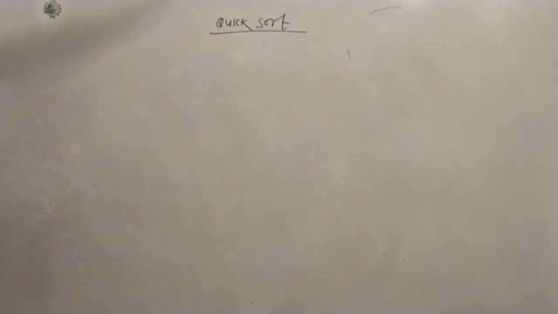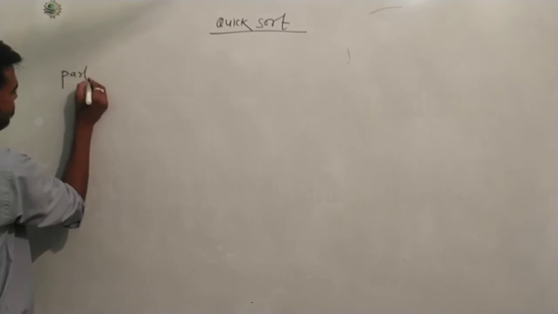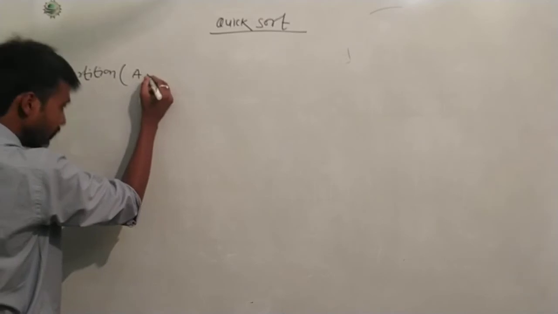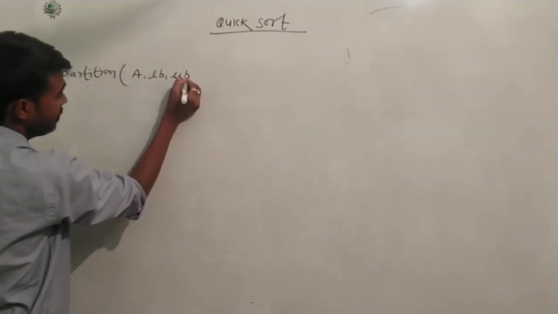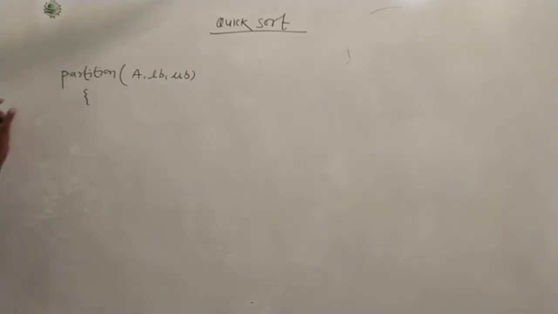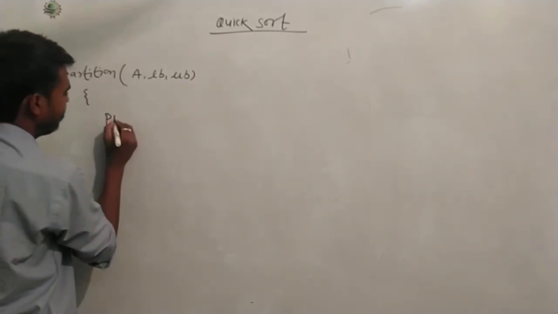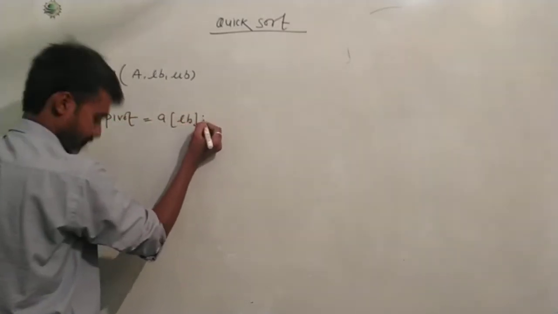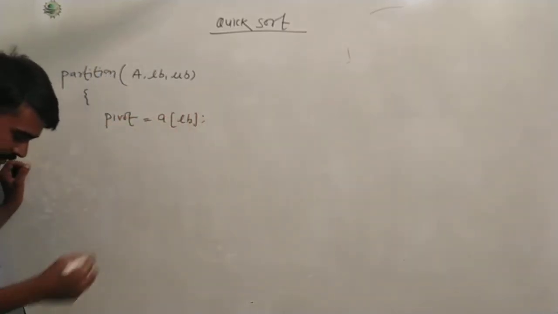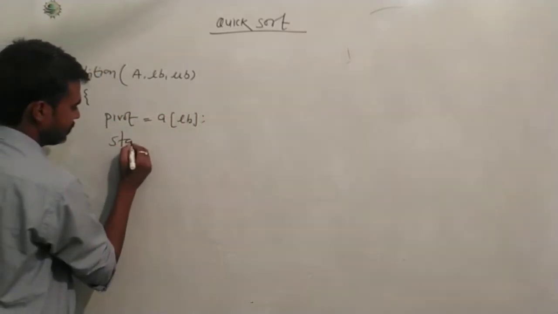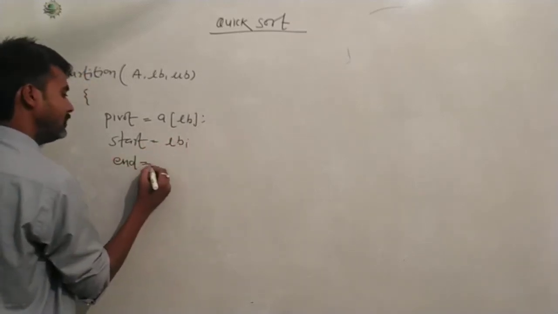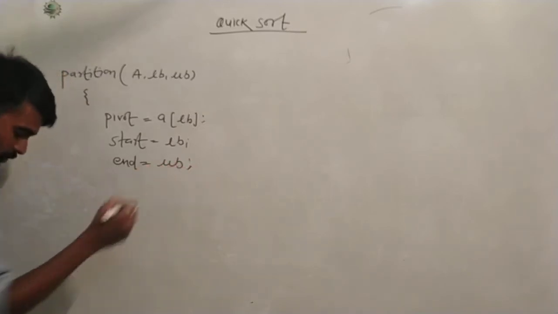So we have to write this algorithm: partition of A, LB and UB. This is the algorithm for partition. Now we have to select pivot element as A of LB. Start is our LB and end is our UB.